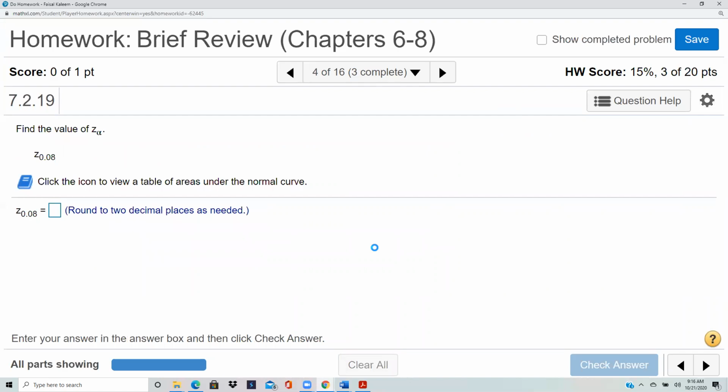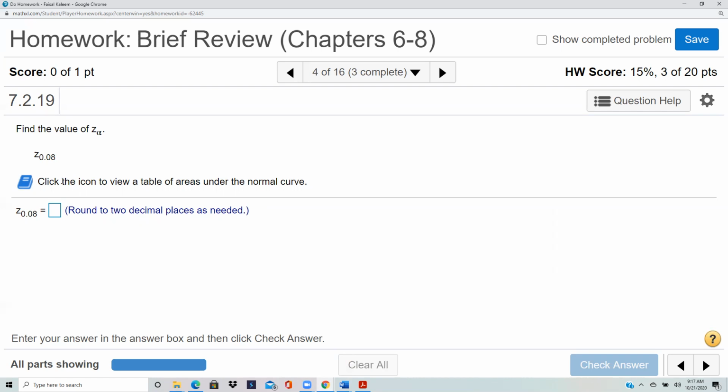In this one, I told you there's a convention that whenever they put alpha in the subscript of z, like now they put 0.08 in there, what does that signify? What is this 0.08? That's just the area to the right. Yes. So what does the 0.08 stand for?